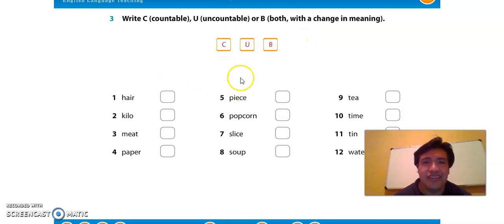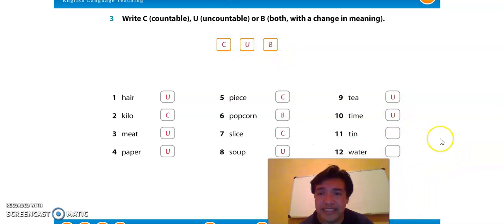So here, like this, here can be, well, uncountable. Let's say it's uncountable. A kilo is countable. Meat is uncountable. Paper can be uncountable. Piece is countable. Popcorn is uncountable. Could be both. Slice is countable, of course. Soup is uncountable. Tea is countable. No is uncountable. Time is uncountable. And tin is the same as can. This is lata. So that is countable. And water is uncountable.